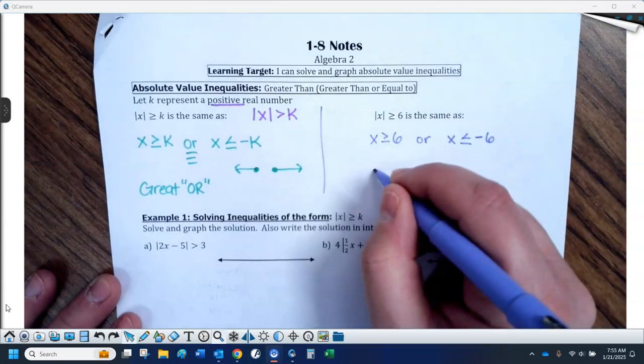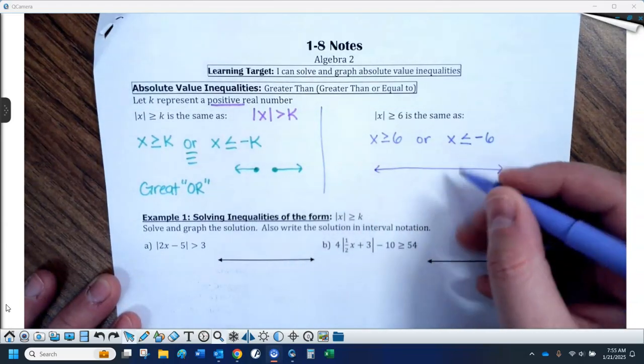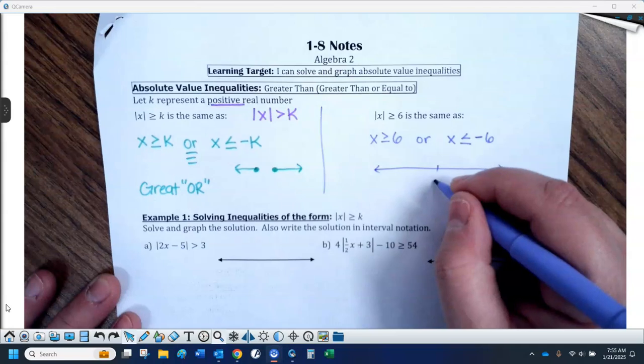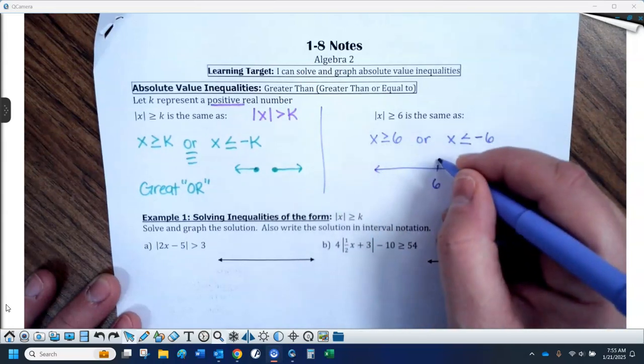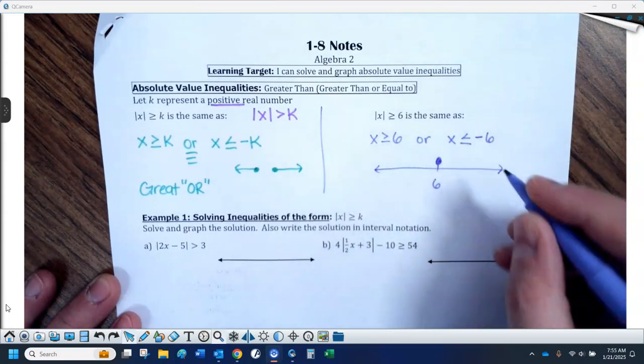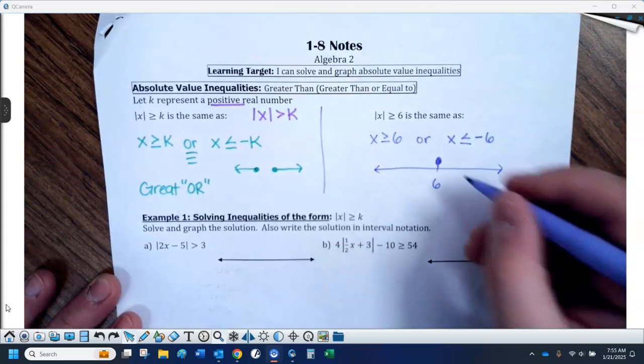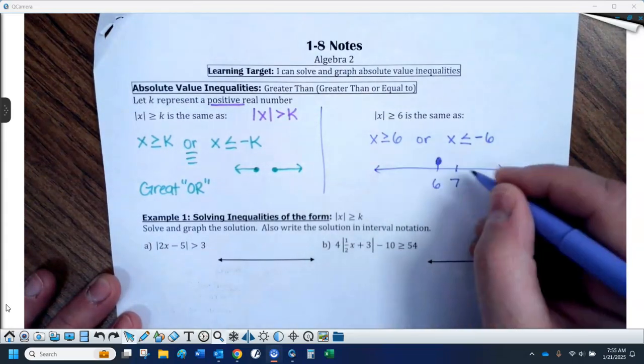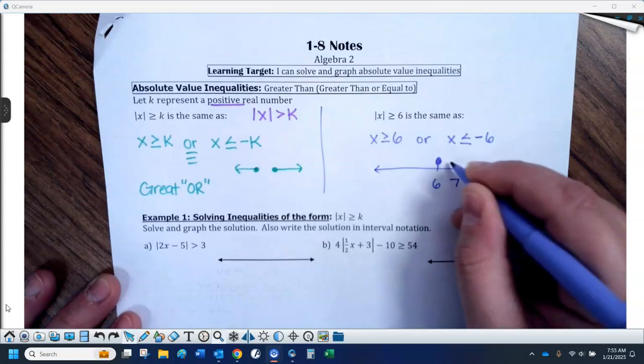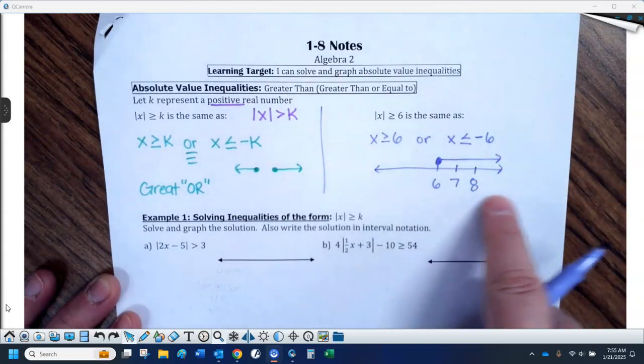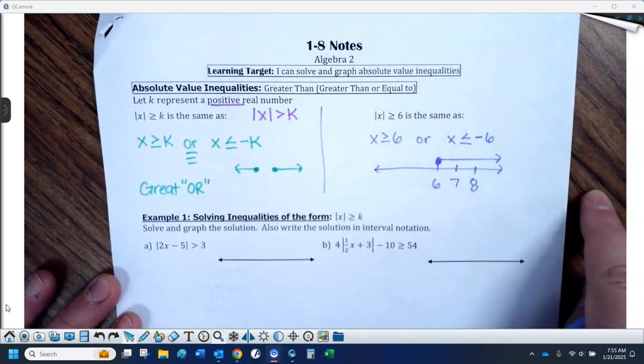So think about this on a number line here. I'm just going to sketch this, and this is not to scale or anything. On this end, if I started with 6, closed circle, it would include 6. Absolute value of 6 is 6. 7, that's bigger than 6. 8, that's bigger than 6. So all these numbers would be bigger than 6 if we took the absolute value.